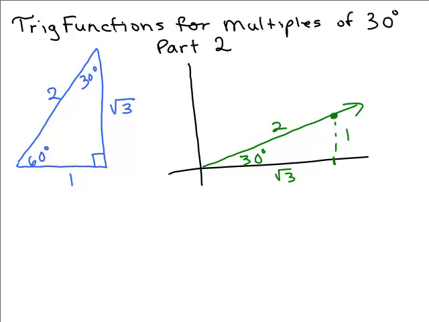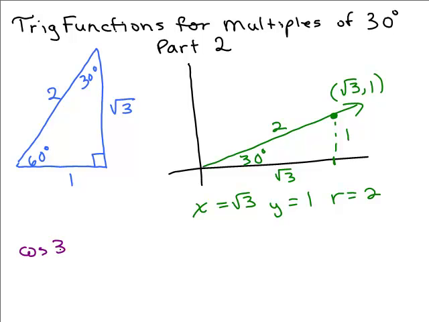Now, if you want to write this as an ordered pair, that's square root of 3, 1. So in other words, square root of 3, 1 is one of the points on this terminal side of the angle for 30 degrees. So what do we have? We've got that x is square root of 3, y is 1, and r is 2. So it shouldn't be any problem writing the trig functions. Let's just do the cosine, the sine, and the tangent, to make it simple.